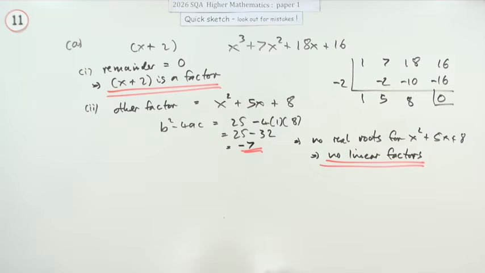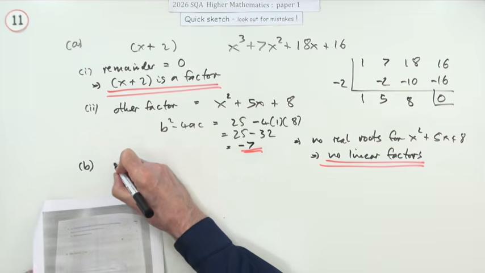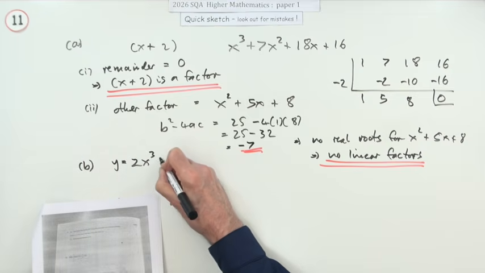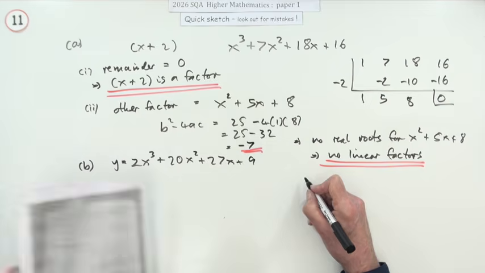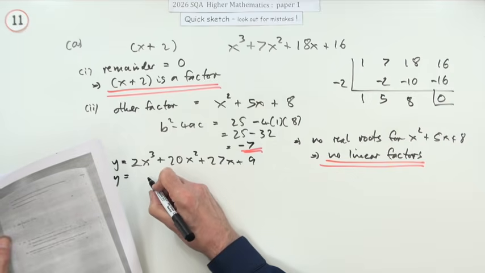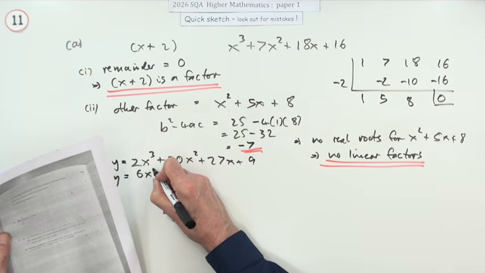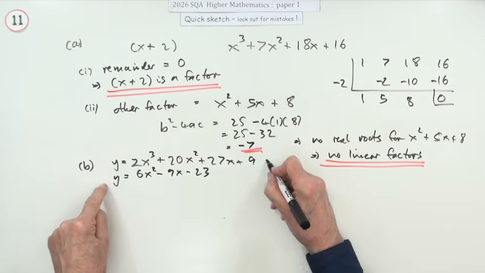Then for part B. Now in part B, you're given two equations. So obviously it's got something to do with part A. You're given the equations of two curves and you have to find their point of intersection. One of the curves is a cubic, so that's the cubic expression there. The second one's a quadratic. And then since you have to find a point of intersection, you have to solve simultaneous equations.